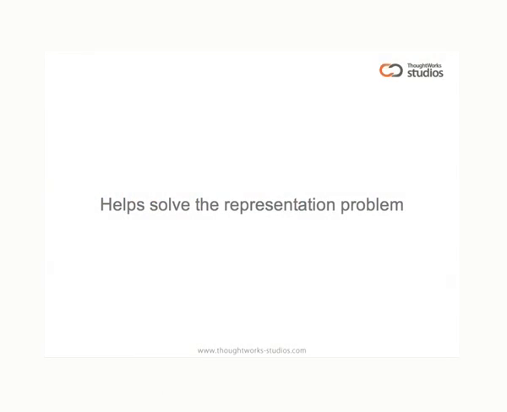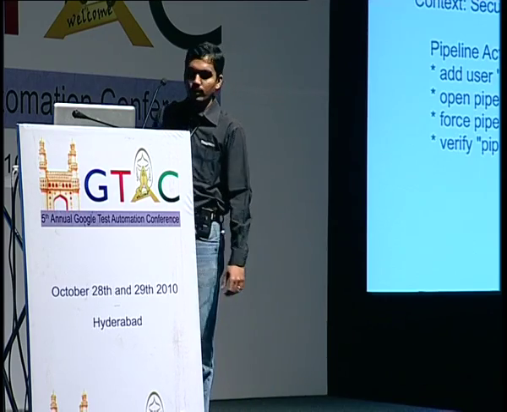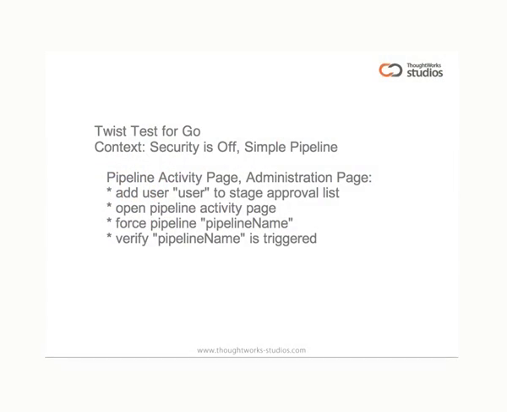So a sneak peek into what we'll see a lot more of later in this talk. This is an example of a Twist test for Go, which is a continuous integration product.